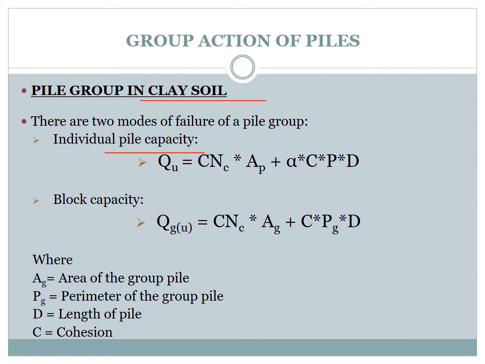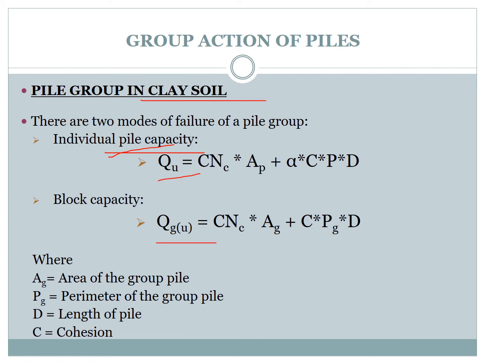Okay, so how can we find out the individual pile capacity and block capacity? By these equations. For individual pile capacity, the equation is Qu = c Nc Ap + alpha c P D, and for block capacity or group capacity, Qug = c Nc Ag + c Pg D. Where Qu is the ultimate bearing capacity for individual pile, Qg is the ultimate bearing capacity for group pile.